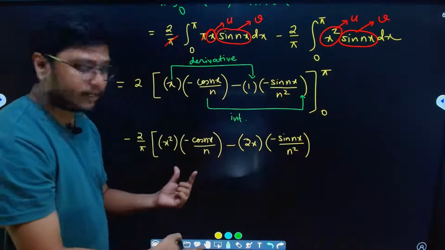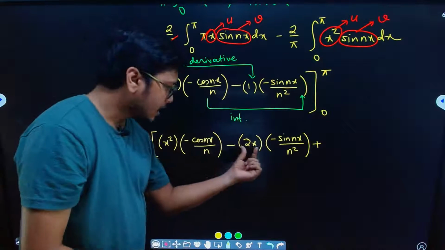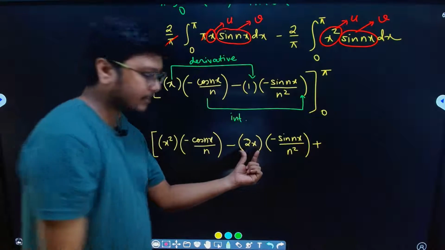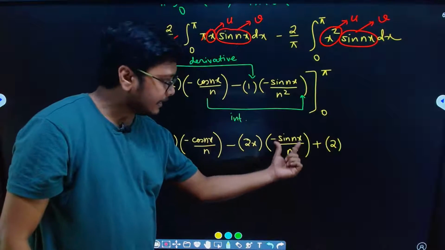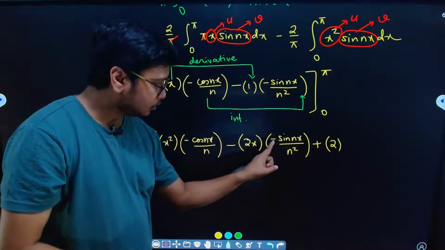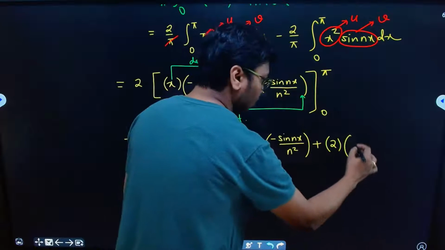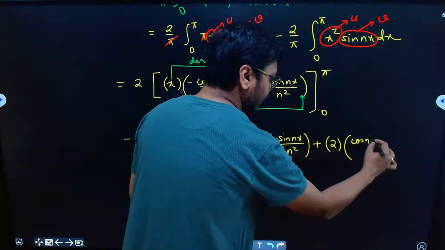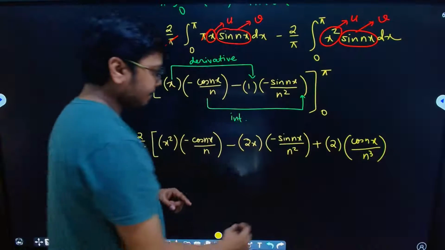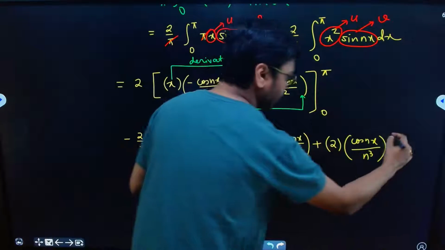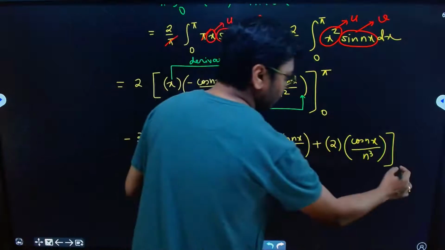Now this will again further continue. So now the minus sign will change, it will become plus, plus minus will interchange. Now derivative of 2x is 2. Integration of sine is minus cos. So already one minus is there, minus minus will become plus. So cos nx by n cube. And the bracket closes. If I further do another derivative of 2, that is becoming 0. So 0 to pi.